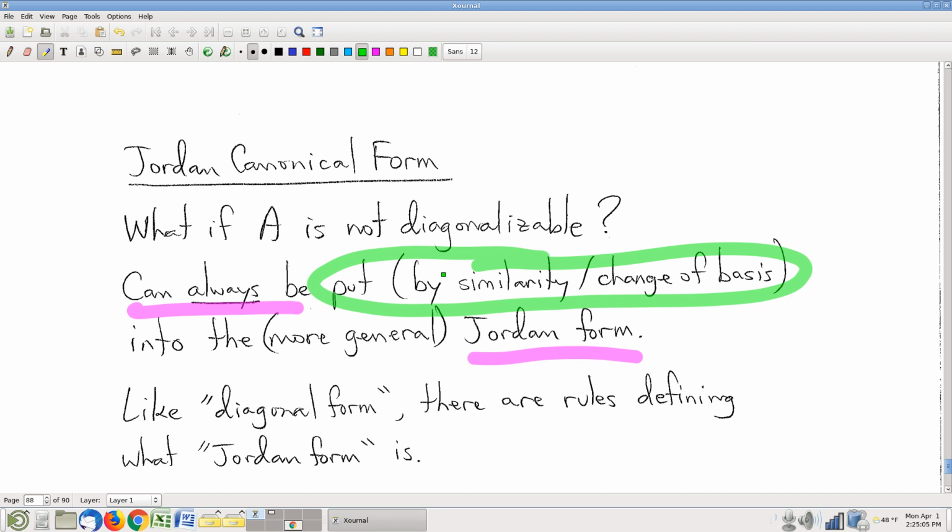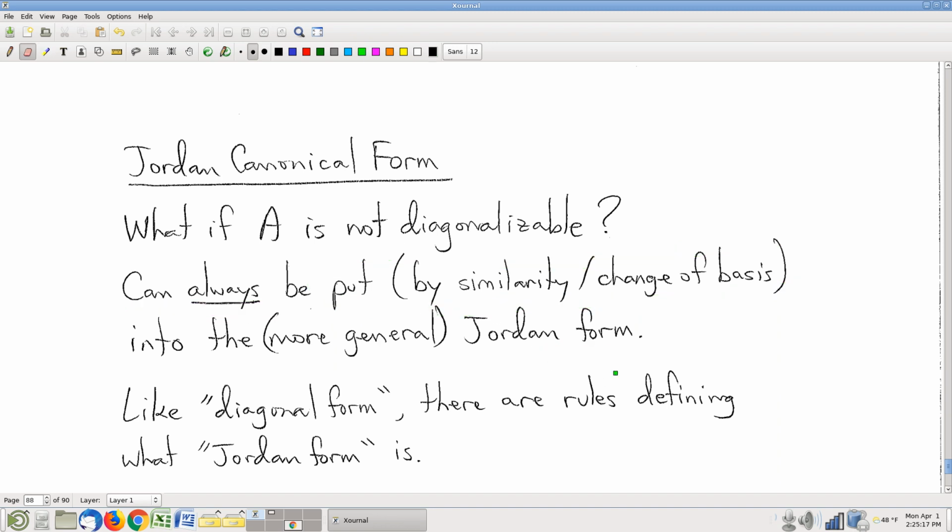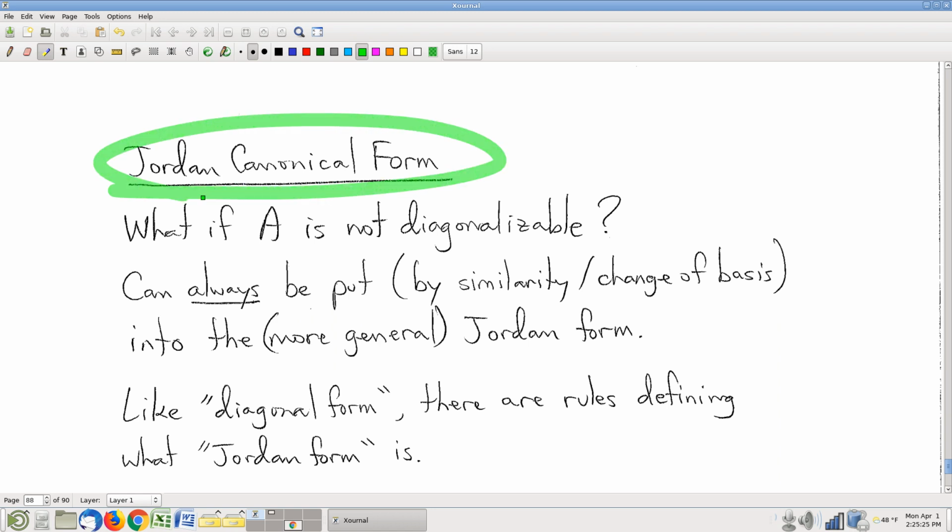Just like I was thinking when I was trying to diagonalize. In that process, I can't necessarily get to diagonal form, but I can always get into this thing called Jordan canonical form. Okay, so that's the role that it's going to play in our story. What is Jordan canonical form?